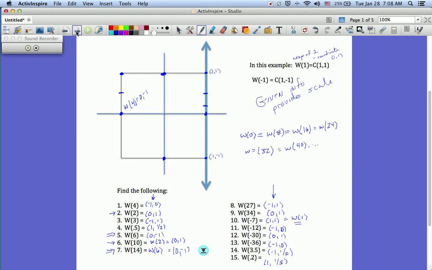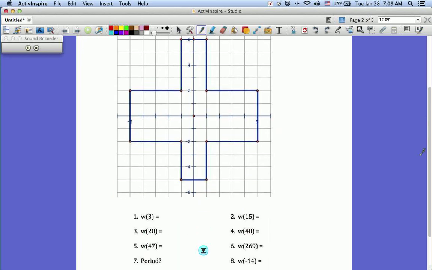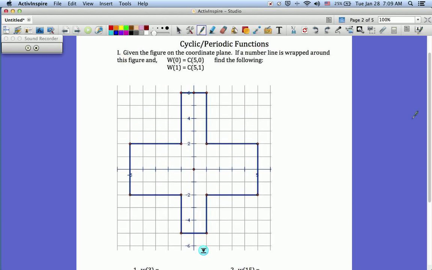This next one we're going to look at has a slight little twist on it, but not too much. I'm only going to do a couple of these and then move on to the next example here, because I think you guys will get this one no problem. So given information, a wrap of 0 is 5, 0. Boom. That's my starting point. We always start on the positive x-axis.